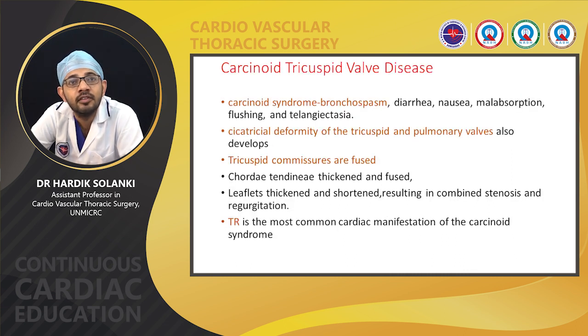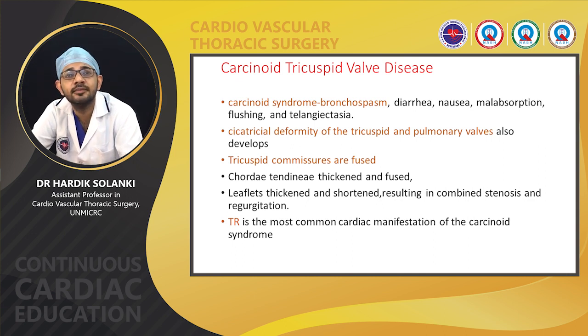Carcinoid tricuspid valve disease is also a cause of tricuspid valve disease. The patient may have symptoms of bronchospasm, diarrhea, nausea, malabsorption, flushing, and telangiectasia. There is cicatricial deformity of the tricuspid and pulmonary valves, the tricuspid commissures are fused, the chordae tendineae are thickened and fused, and the leaflets thicken and shorten, which leads to combined stenosis and regurgitation. Tricuspid regurgitation is the most common cardiac manifestation of carcinoid syndrome.